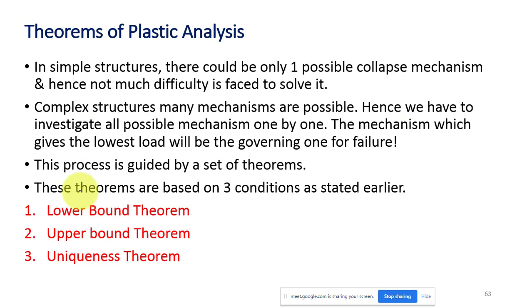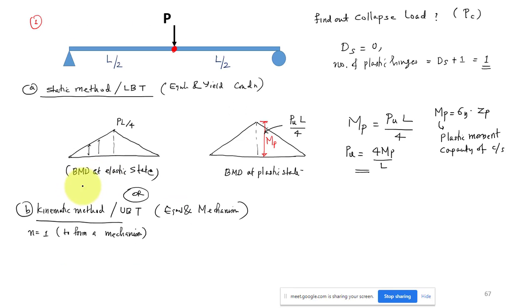That part we don't actually need to check. In all simple cases only one mechanism will always be there, which is why I am not checking that. We have to check the number of mechanisms when we are solving a large structure like a continuous beam or frame. The number of mechanisms is equal to 1 here also. We can refer to slide number 58.